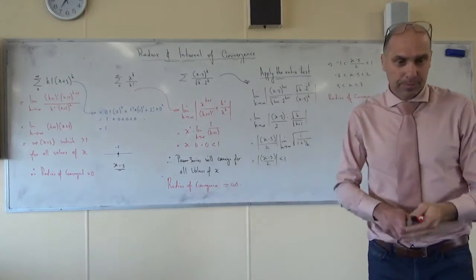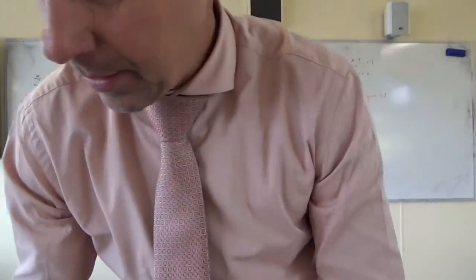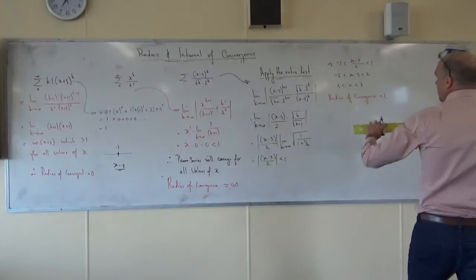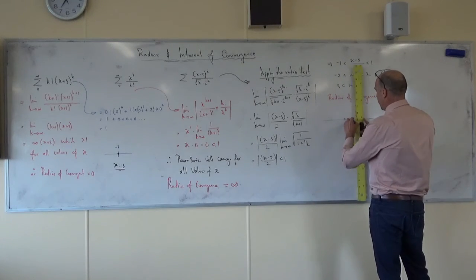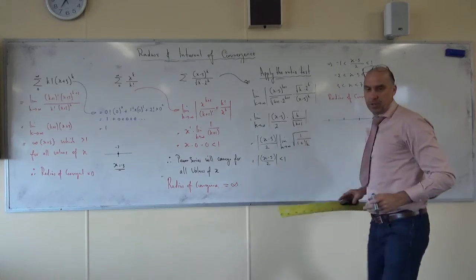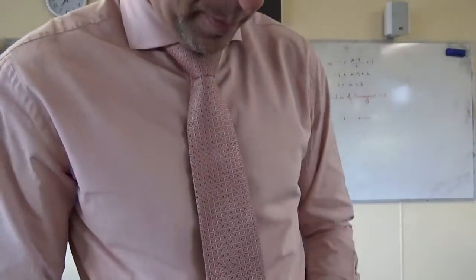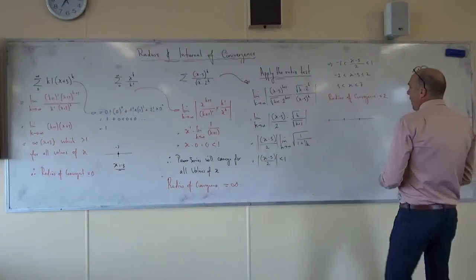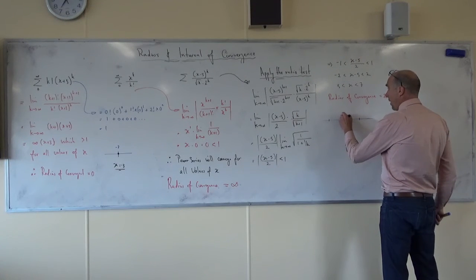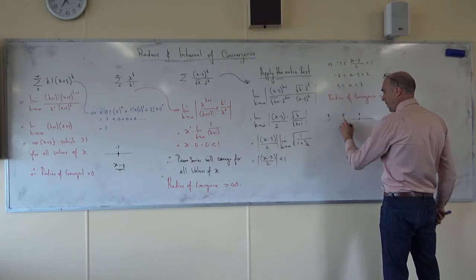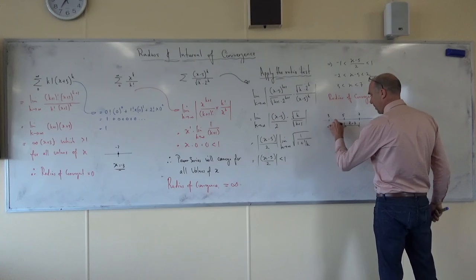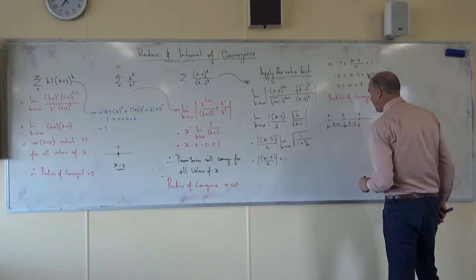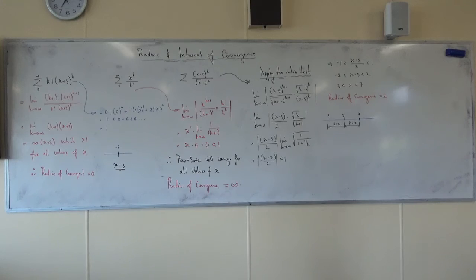And I'll just draw a picture of that so we can have a look at it. It's good to draw. You don't need to draw a picture in the exam course, but I just like it. It just helps you to visualise things a bit. The radius of convergence is 2. Now I just need to check the intervals.